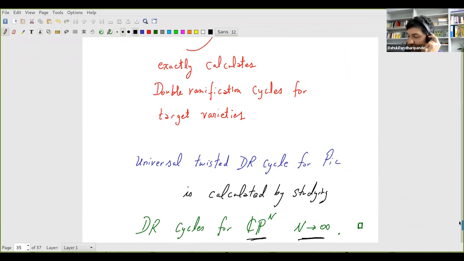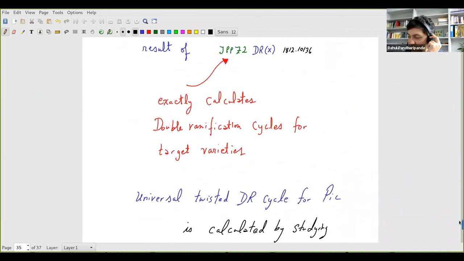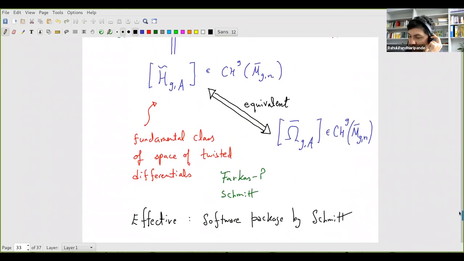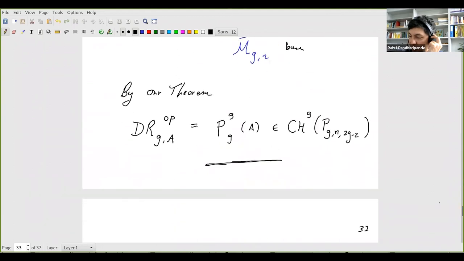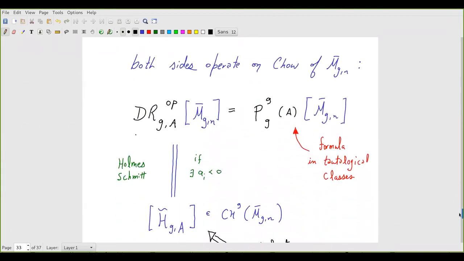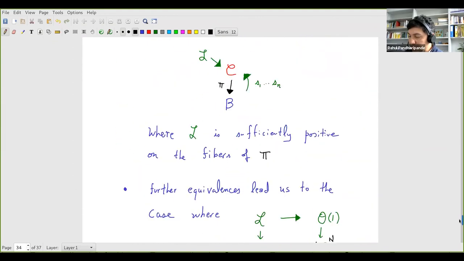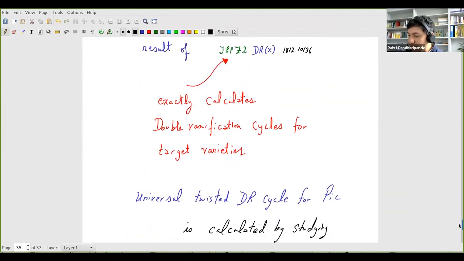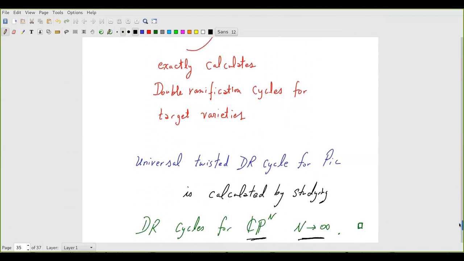But that paper is a pretty long paper, the paper where this is proven. It's more than 100 pages. But you have arbitrary targets there, right? Not just toric or something. Yeah, in the JPPZ2, we have arbitrary targets. That's correct. So we don't need it.